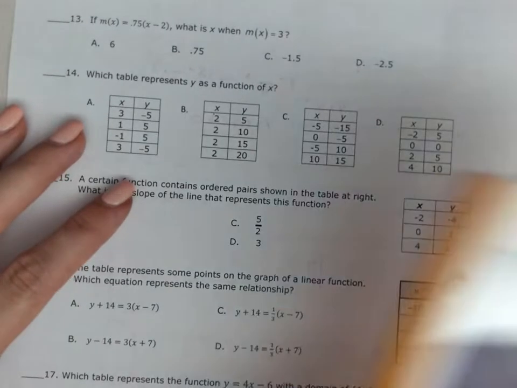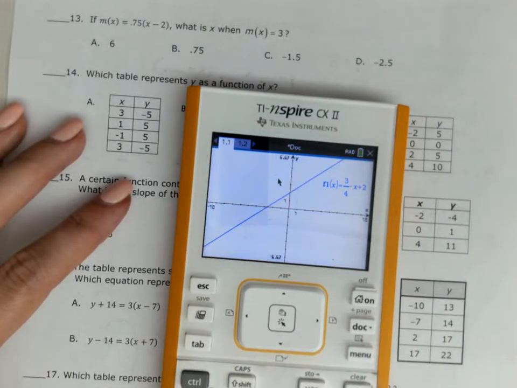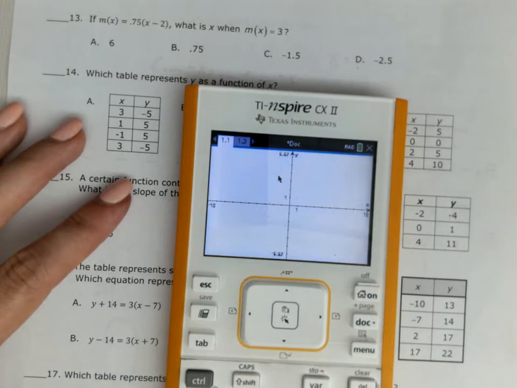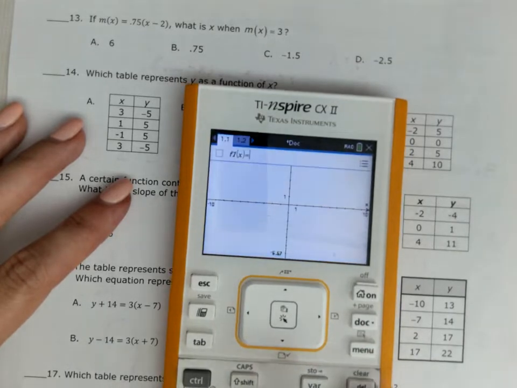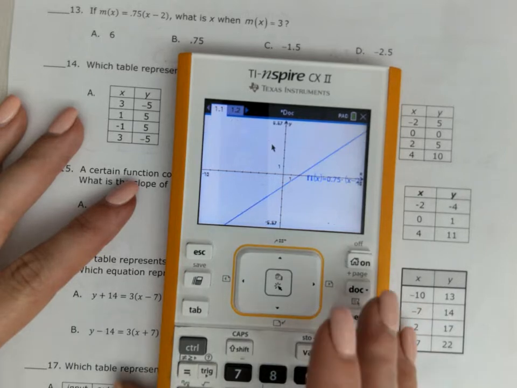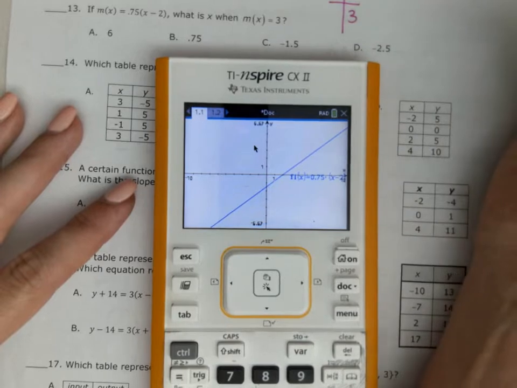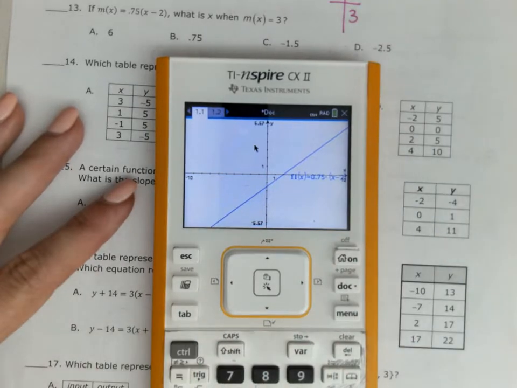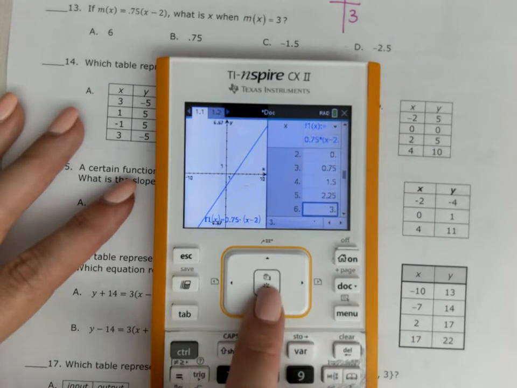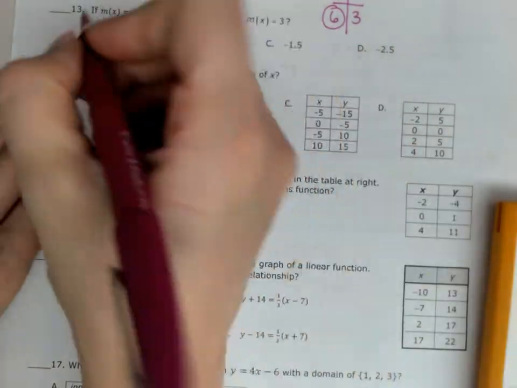So now they're giving us a different equation. Control T to make the table go away. Menu 3, 1, because it does start with y equals 0.75, parentheses, x minus 2, close parentheses. And this time that 3 is outside of the parentheses, so I know that it is the y value. So Control T, I'm looking for a 3 in the y, and it matches up with 6.